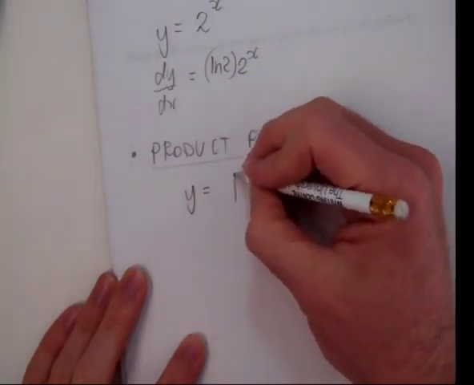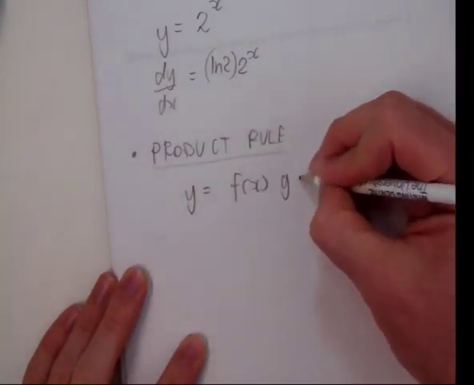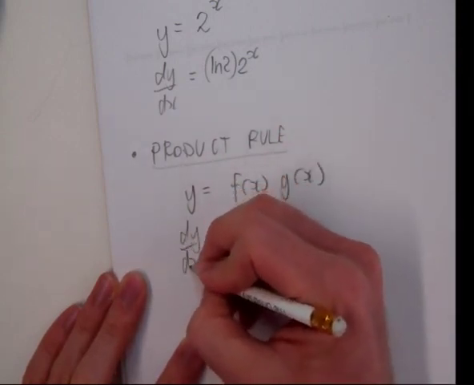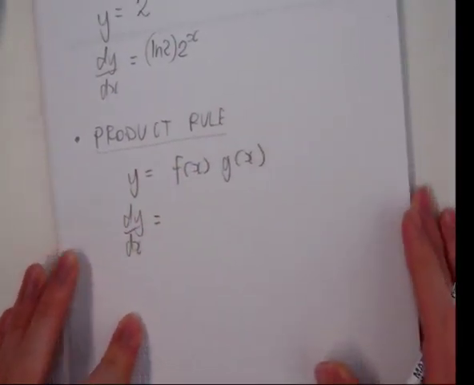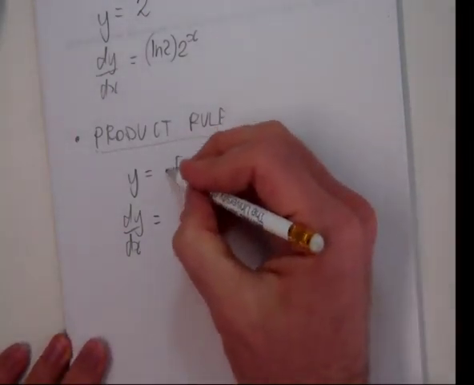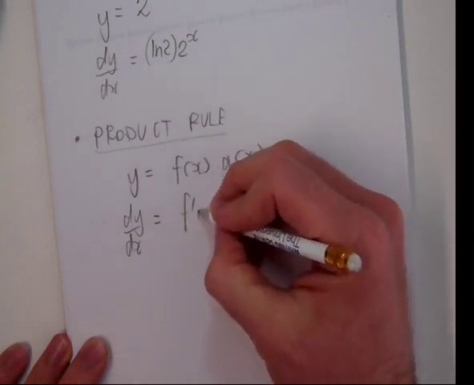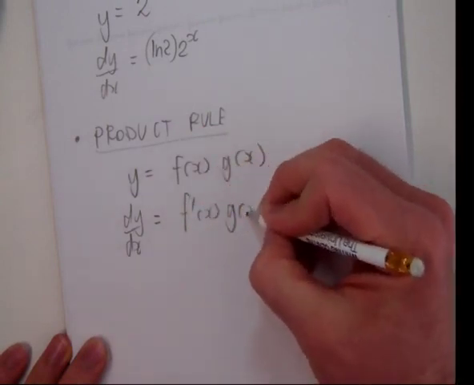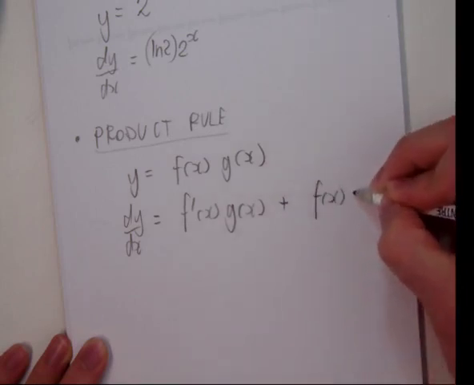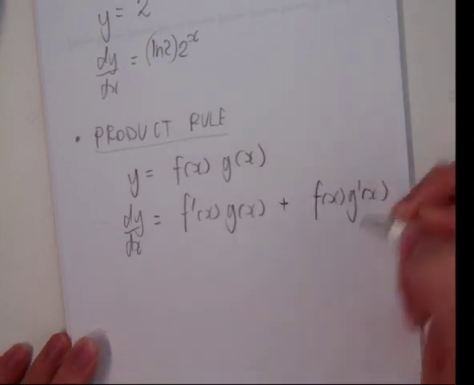If y is equal to some function multiplied by some other function, then when you do the derivative, you have 2 pieces actually. You differentiate one of them, but you keep the other, and then you keep one of them and differentiate the other. That's the product rule.